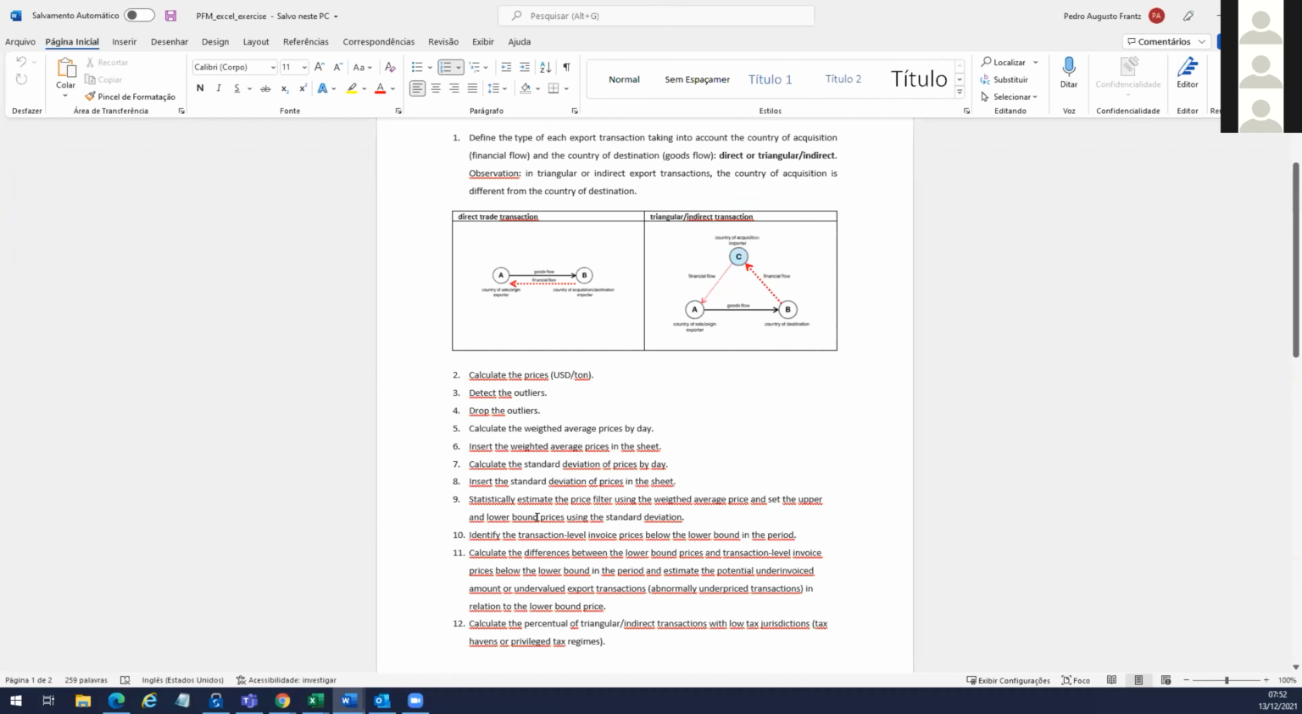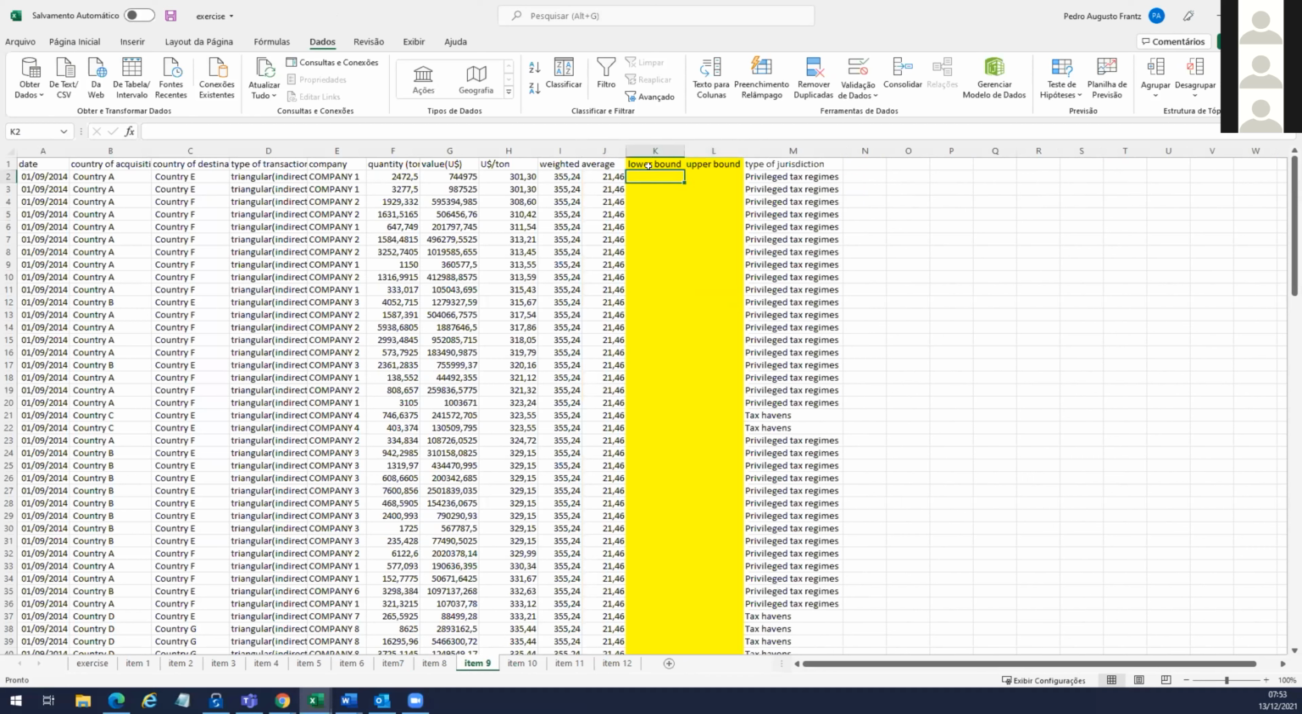9, statistically estimate the price filter using the weighted average price and set the upper and lower bound prices using the standard deviation. Then here we ask you to calculate upper and lower bound. Lower bound is weighted average minus standard deviation. Upper bound is weighted average plus standard deviation.